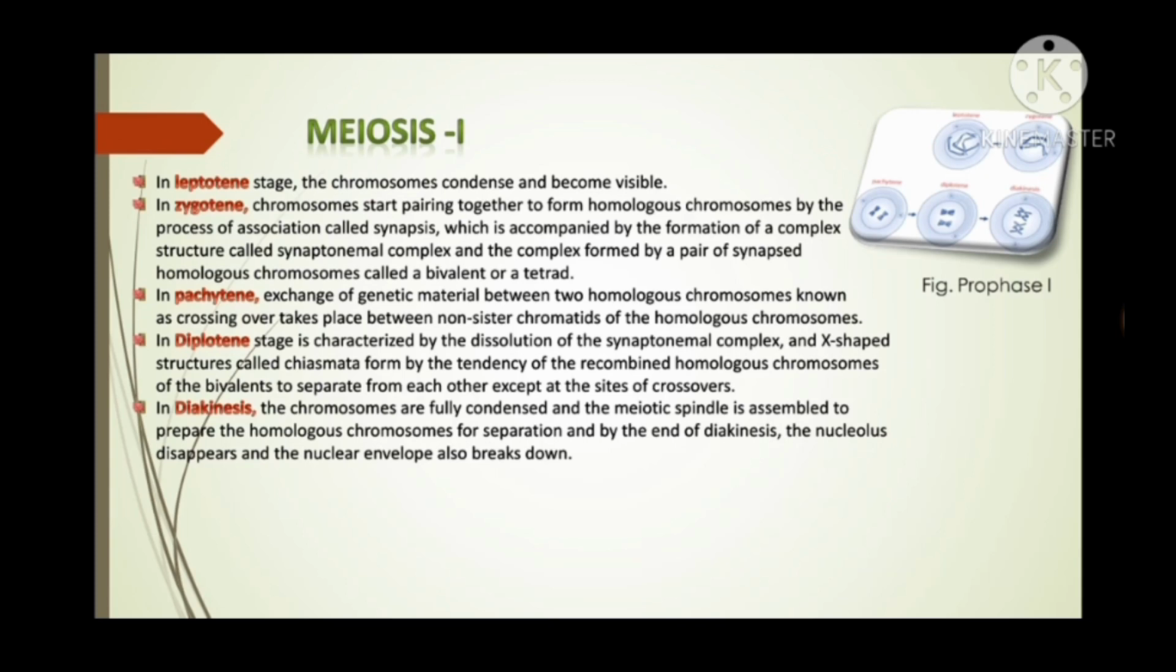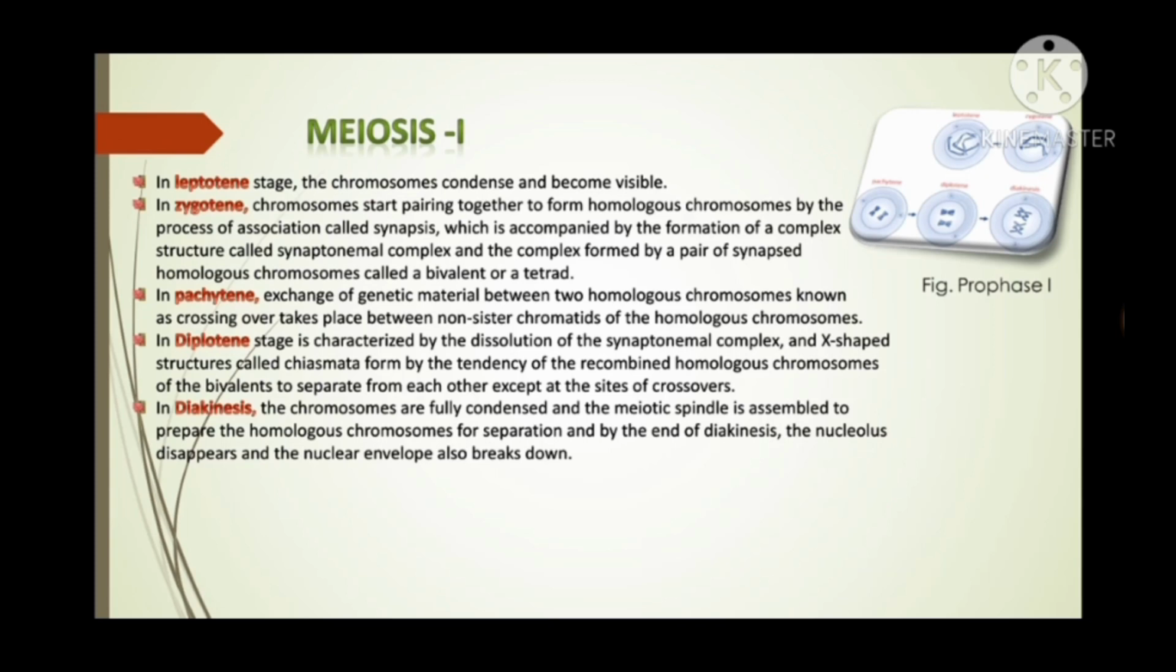So the pairs of chromosomes formed are called homologous chromosomes. Clear? And after synapsis, the tetrads of chromosomes that are formed are called bivalents. So this synapsis is basically accompanied by the formation of a complex structure which is known as the synaptonemal complex. Children, however, this is clearer in the next stage, pachytene.